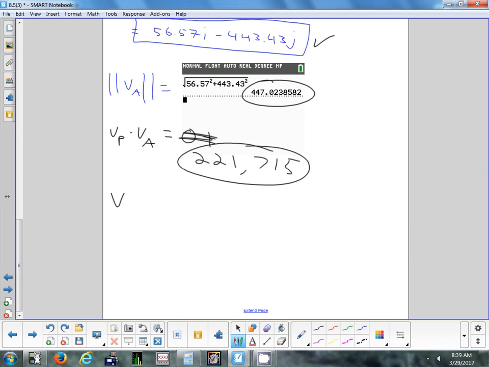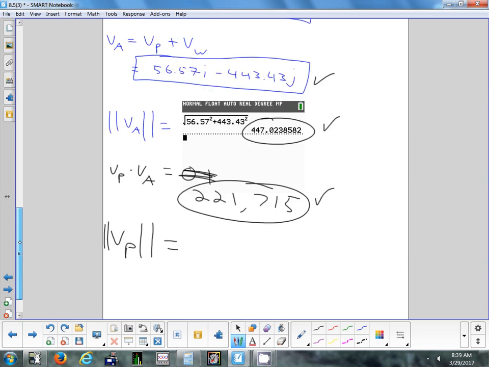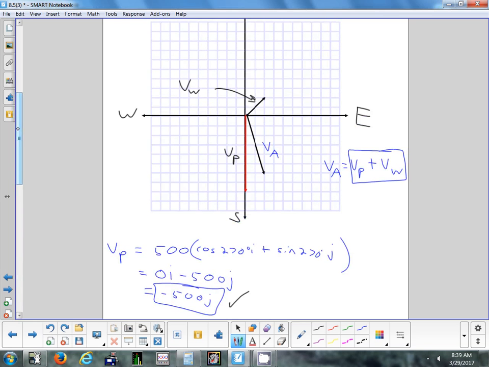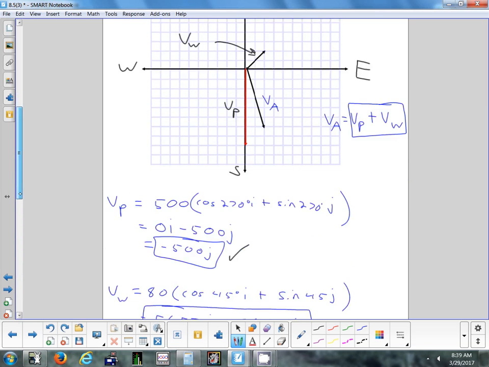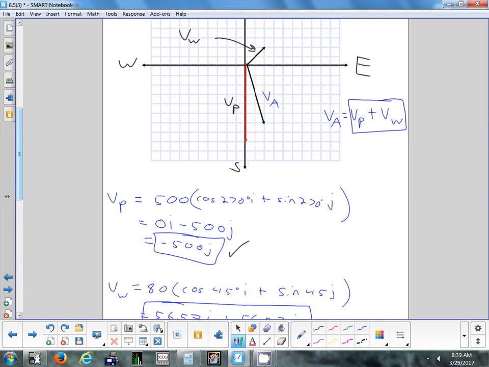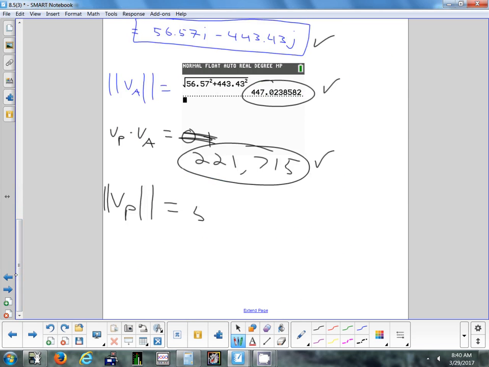The magnitude of v sub a. Yep, I have that. So I've got that, I've got that, and I need one more magnitude, v sub p, which again is going to be a pretty easy vector to find the magnitude of. What's the length of v sub p? It's just 500. If you want to use the Pythagorean theorem, it would be 0 squared plus negative 500 squared, and then take the square root. So it would just be 500. Okay, so those are the three things you need to find the angle.